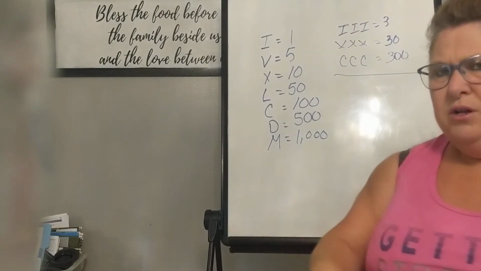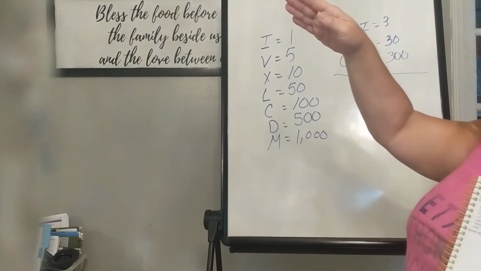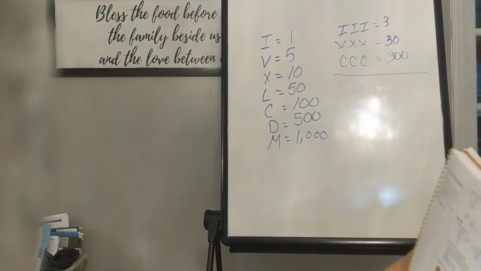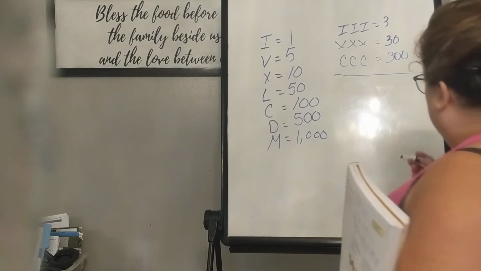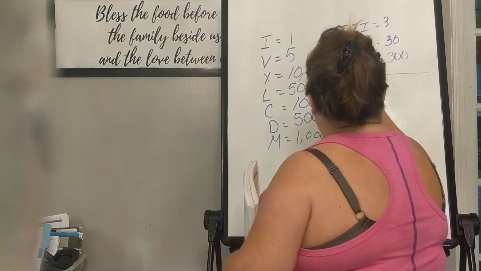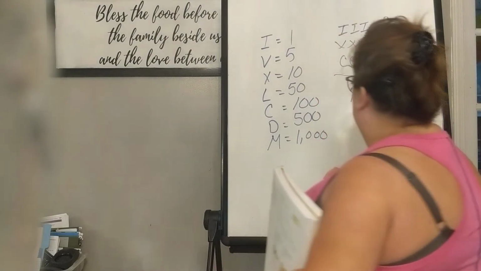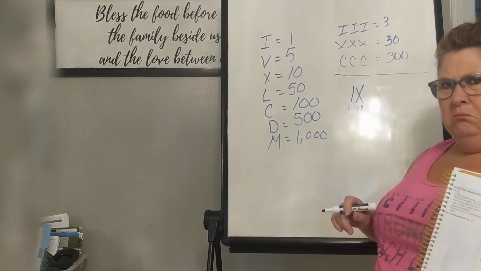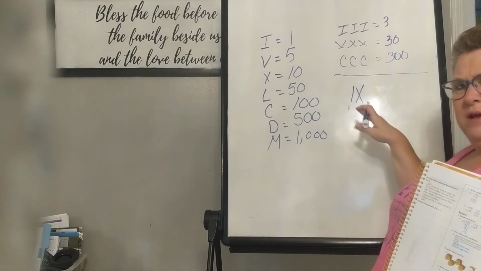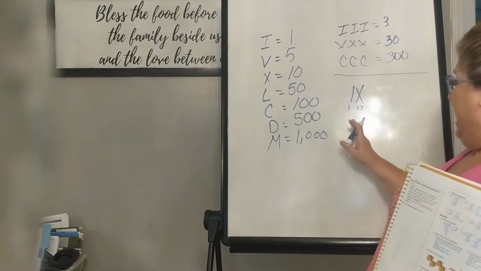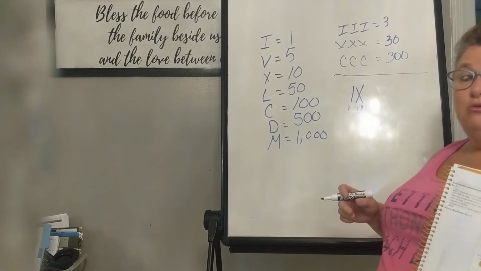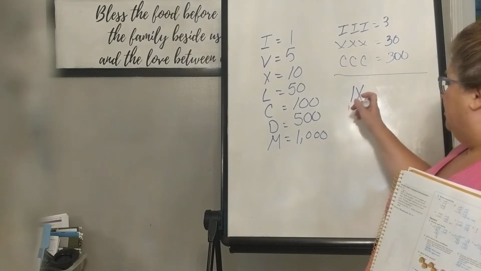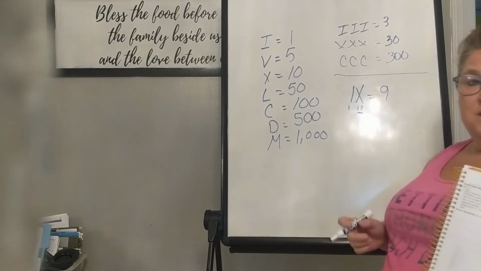Remember, as long as our numbers start with whatever the starting number is and get smaller and smaller all the way down, then we can add. But this is what happens if that doesn't happen. If I have the letters IX, I equals 1 and X equals 10. Did I start with a larger number and go down smaller? No, I didn't. So when that happens, we know we have to subtract. So we go to our bigger number: 10 minus 1 is 9, so IX equals 9.